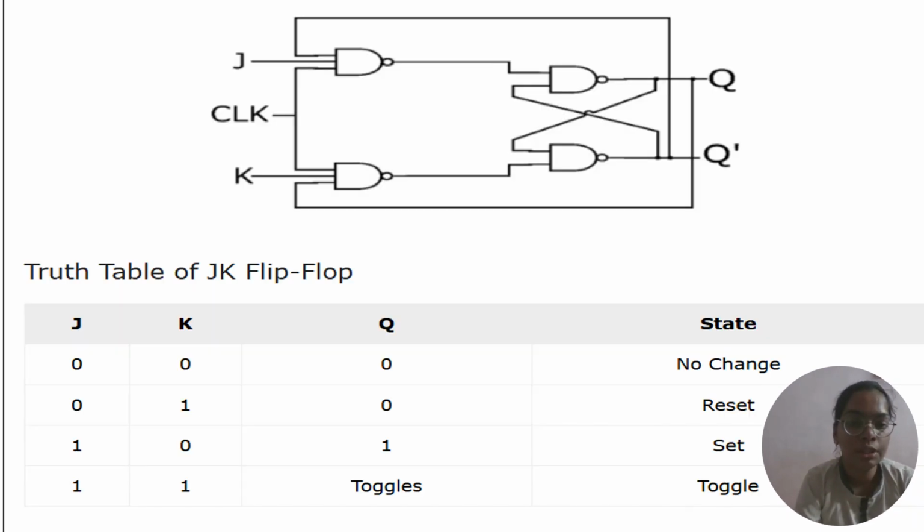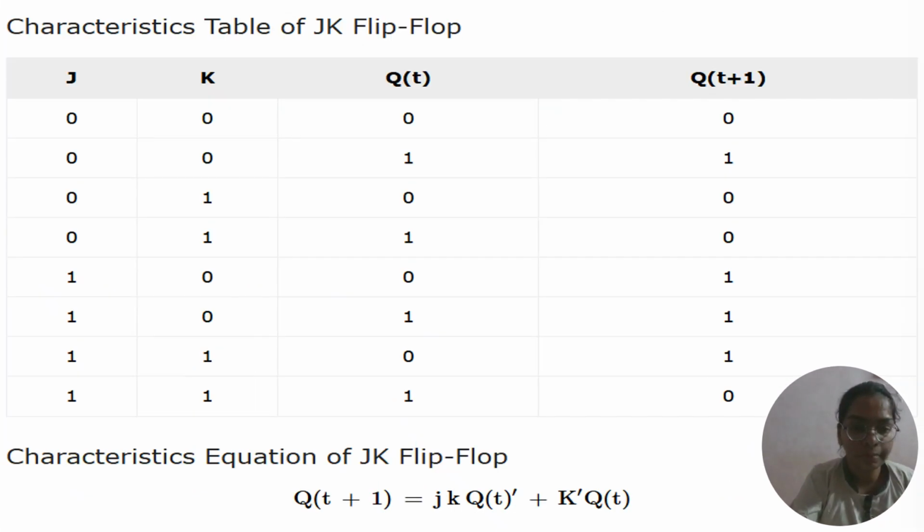Circuit diagram of JK flip-flop is shown below. Truth table of JK flip-flop. When both the inputs are high, the output Q is toggled. When both the inputs are 0, the output has no change. Characteristics table of JK flip-flop is given below. The characteristic equation of JK flip-flop: Qn+1 equals J into Q of n bar plus K bar into Q of n.